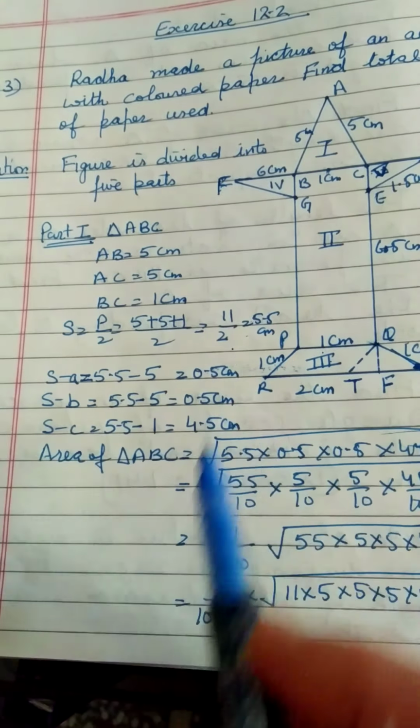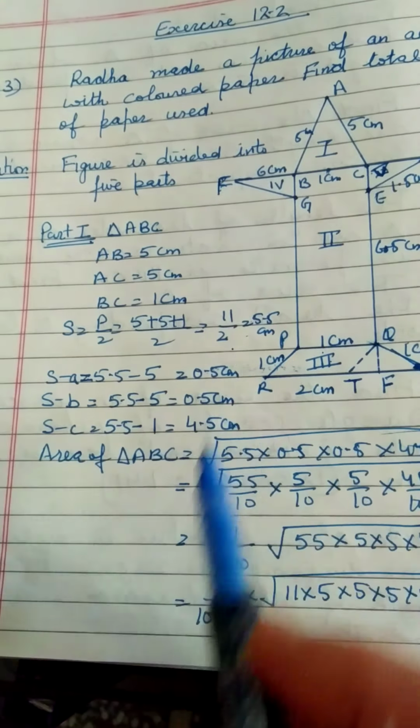Now area of triangle ABC is square root of 5.5 into 0.5 into 0.5 into 4.5. That is square root of S into S minus A into S minus B into S minus C. It is square root of 55 by 10 into 5 by 10 into 5 by 10 into 45 by 10. Now when we solve it, from these two tens we bring one 10 common, and then from these two 10 one more 10, then it will become 1 upon 100. Then square root of 55 into 5 into 5 into 45.